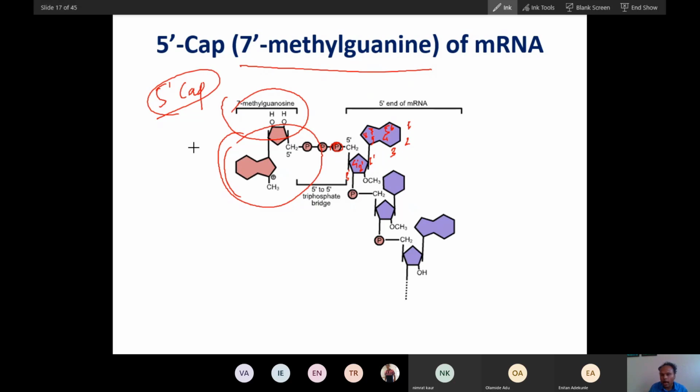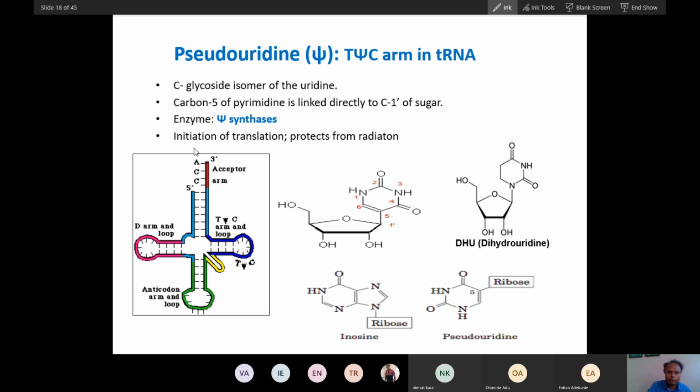So we will talk about this RNA modification of mRNA later. Remember this. Remember about this. This is important, 7-methyl guanine.